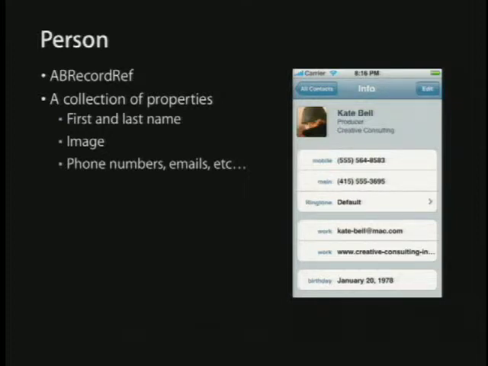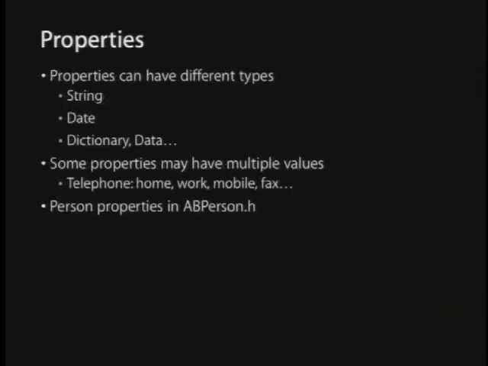And those properties are things like first name, last name. You have a picture, you have a bunch of email addresses, etc. And yes, there's a link, a URL in the email field. So I'm talking about properties. What are those properties? There's a bunch of different types of properties.